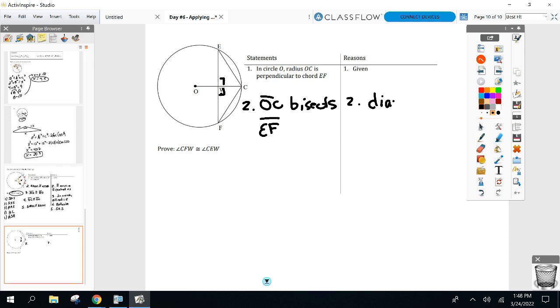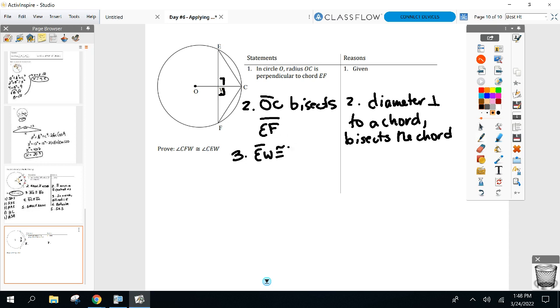Diameter perpendicular to a chord bisects the chord. You cannot tell me the two individual segments are congruent because of this theorem. The theorem doesn't say that. The theorem says it bisects the chord. But you have knowledge now from the past, all year long, why now is EW congruent to WF.